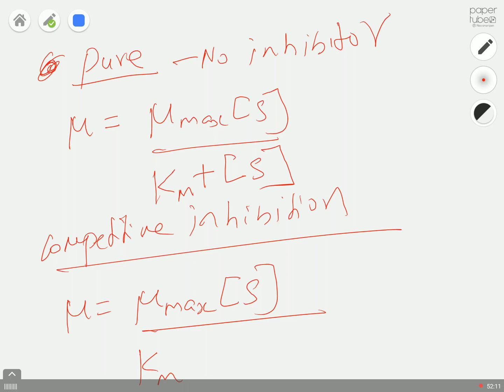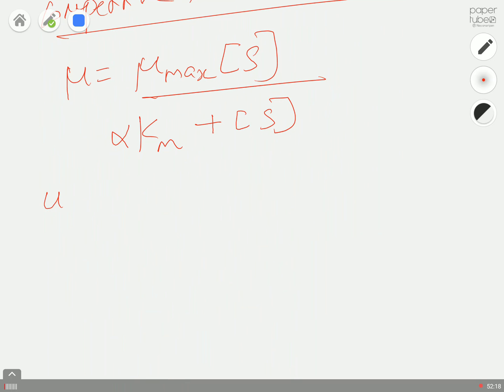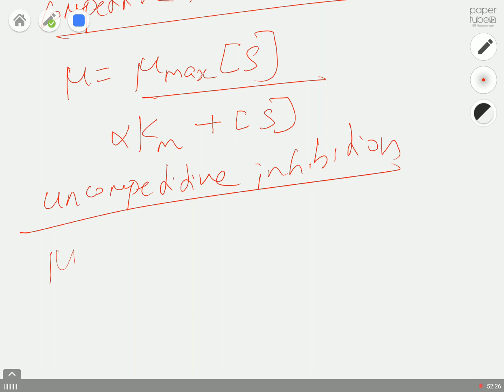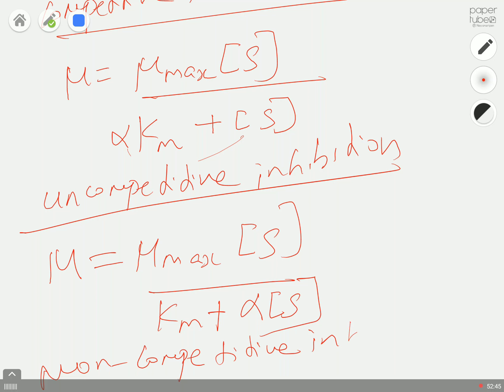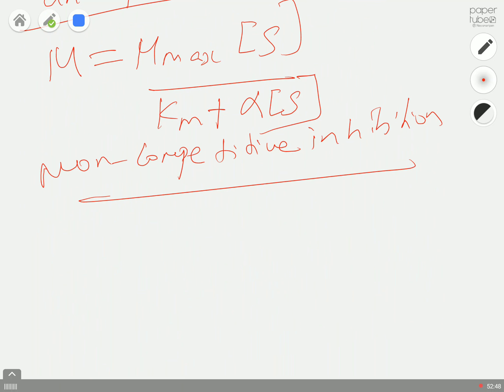Check my notes. So alpha will be with Km, plus your substrate concentration. For uncompetitive inhibition, this alpha will go to your substrate. Mu is equal to mu max times substrate concentration over Km plus alpha multiplied by your substrate concentration. For non-competitive, you have to learn this.